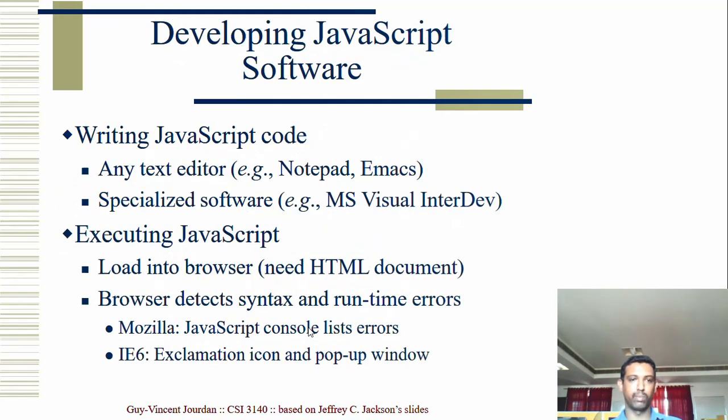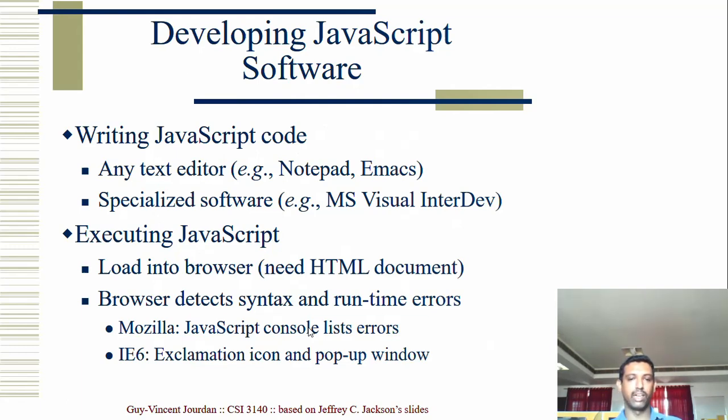Then writing JavaScript code. Any text editor can be used, either Notepad or EMACS. This is the formal text editor to create JavaScript code. The specialized software to create JavaScript code is MS Visual Interpreter Dev. Then, how can we execute the JavaScript code? By loading it into a normal browser or embedding it in the HTML document, we can execute the JavaScript.